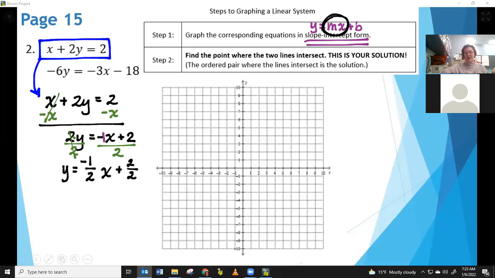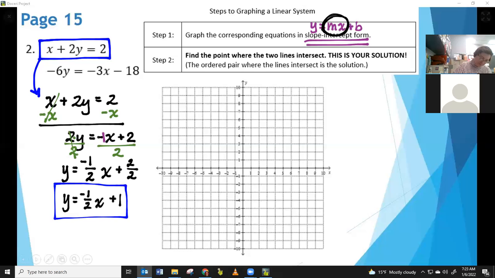Will either one of those fractions simplify further? Will either one reduce? Yes. 2 divided by 2 is going to reduce down to what? Yes, there we go. Plus 1. Perfect. So there's the first line that we're going to graph. Here's my y-intercept. It is going to be at the point 0, 1. That's what puts it on the y-axis right there.